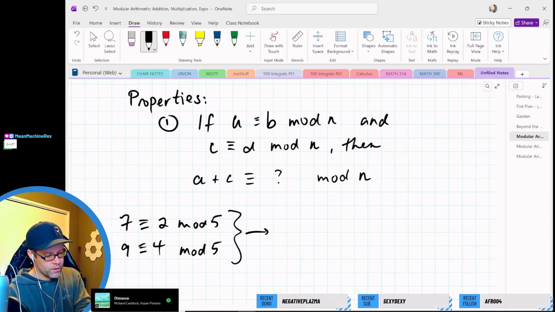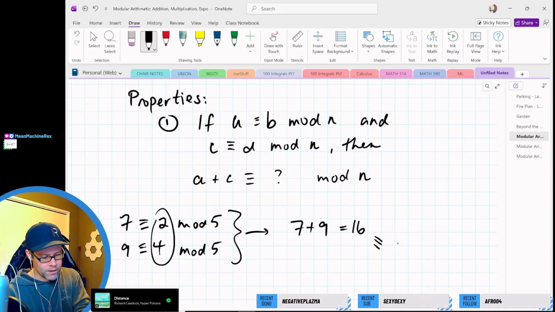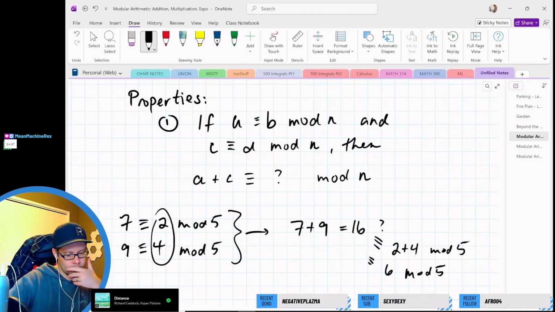So is it true that if I add these things up, 7 and 9 is 16, right? So I get 16. Is 16 congruent to, maybe we're thinking that the remainders would get added together, 2 plus 4. Is that true? Is 16 congruent to 6 mod 5? That seems reasonable. I mean, we've only picked one particular example. It is true.